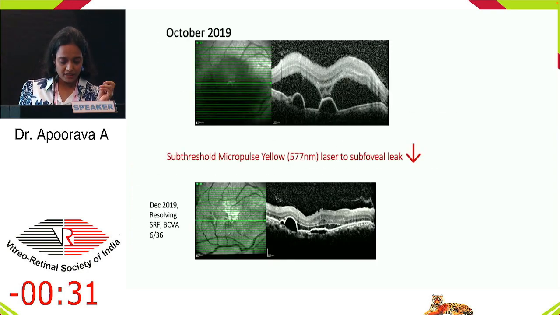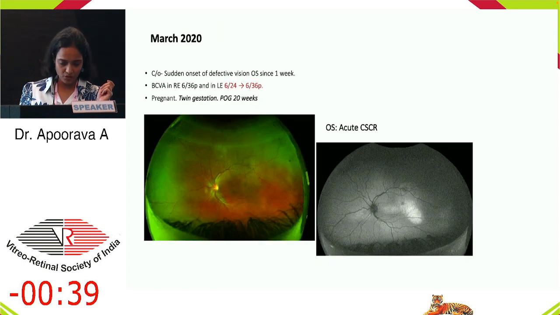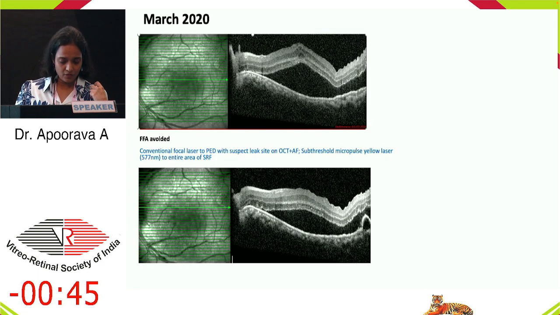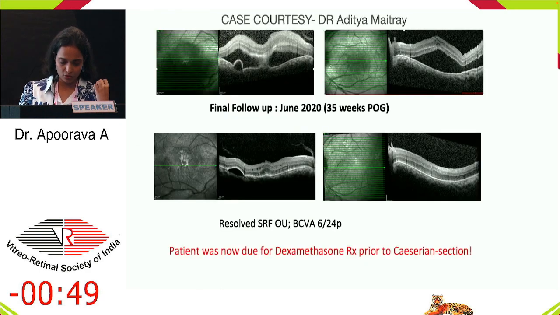So this patient on IVF underwent a subthreshold laser to the subfoveal leak, and the outcome was pretty good. During pregnancy at 20 weeks, she developed left eye CSC, and here there was a small PED with a rip and a lot of SRF. Again, subthreshold micropulse was guided by the OCT signs of fibrin and vacuole sign.